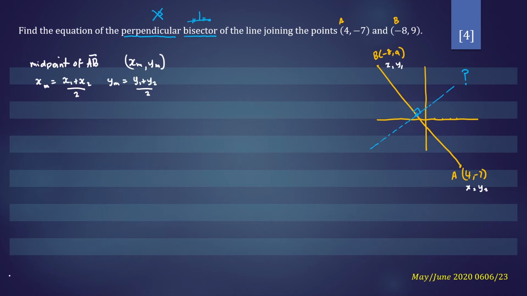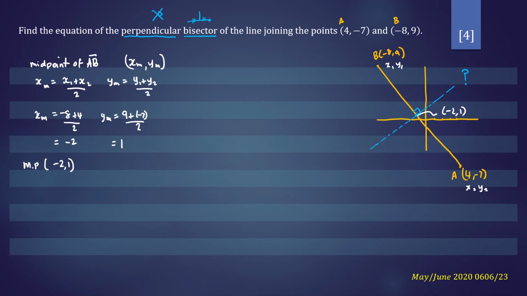Now we just need to substitute the numbers. We'll have xm equals (-8 plus 4) divided by 2, which is -2, and ym equals (9 plus -7) divided by 2, which equals 1. So the midpoint, I'll just call MP, is (-2, 1). Let's put that in there as (-2, 1).